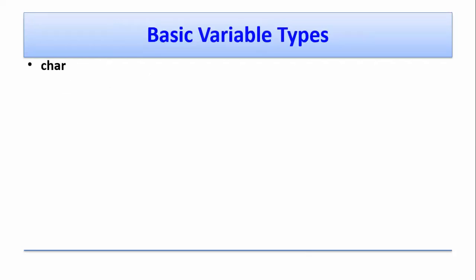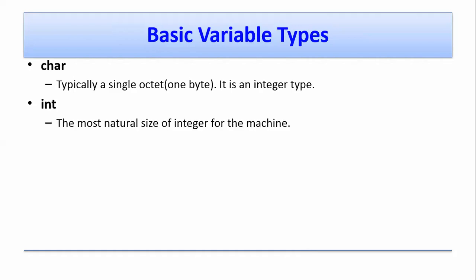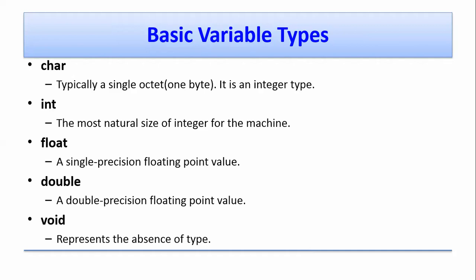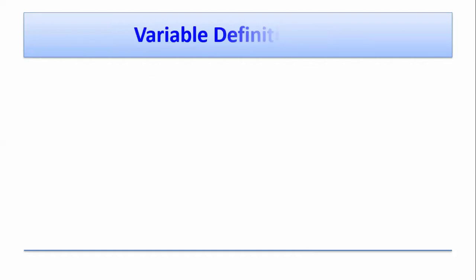These are the basic types. Char means storing characters, and integer means complete numbers. Float is for floating point or decimal point values, like 10.5, 9.75. Then double is double precision floating point value. And void represents absence of type. That means if there is no value to return, then we can say void.